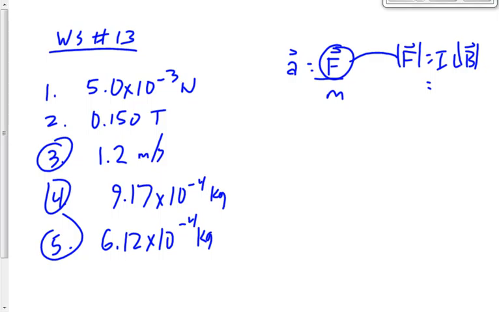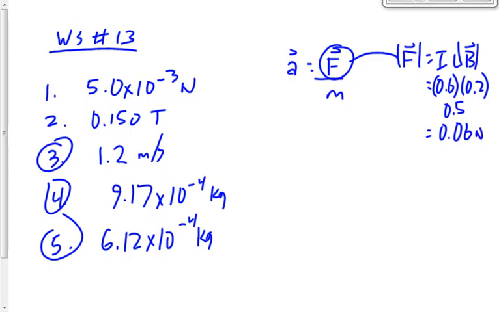I is 0.6 amps. L tells me is 20 centimeters. That's going to be 0.2 meters. And the magnetic field strength is 0.5 Tesla. We multiply those numbers together, and we're going to get what is that? 0.06?